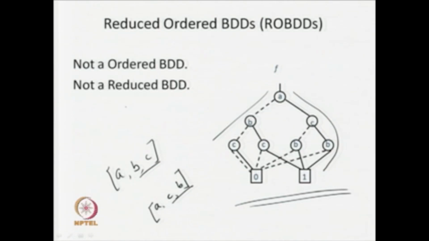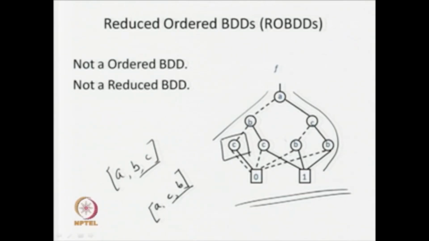Secondly, we are saying that this is not a reduced BDD. Why? You can see some instances. Look into this particular node C. We are having a redundant test over here: whether C equal to 0 or C equal to 1, it is evaluating to 0. That means, this is a redundant test. So, this redundant test can be removed.